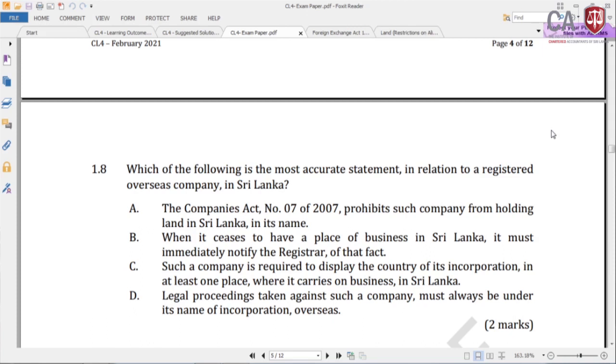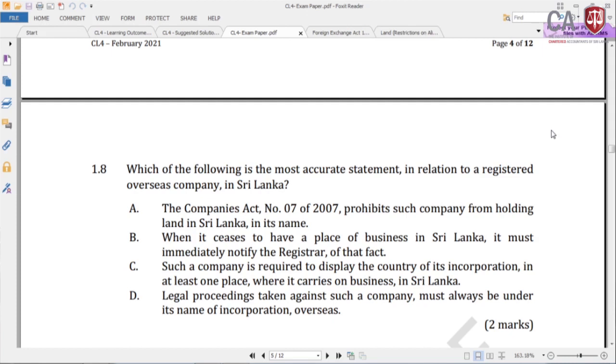When it ceases to have a place of business in Sri Lanka, it must immediately notify the registrar of that fact. Such a company is required to display the country of its incorporation in at least one place where it carries on business in Sri Lanka. Legal proceedings taken against such a company must always be under its name of incorporation overseas.